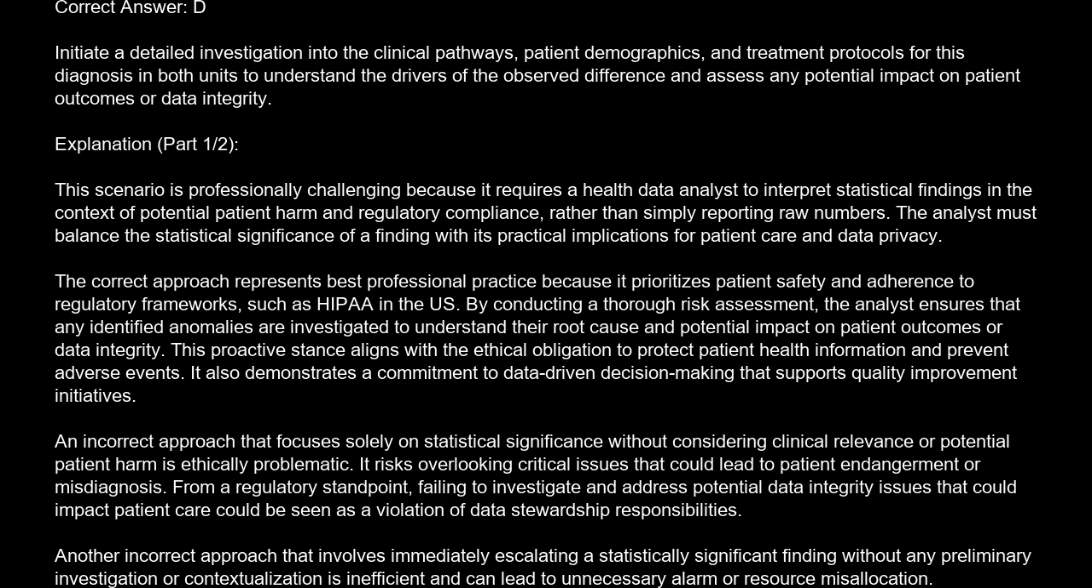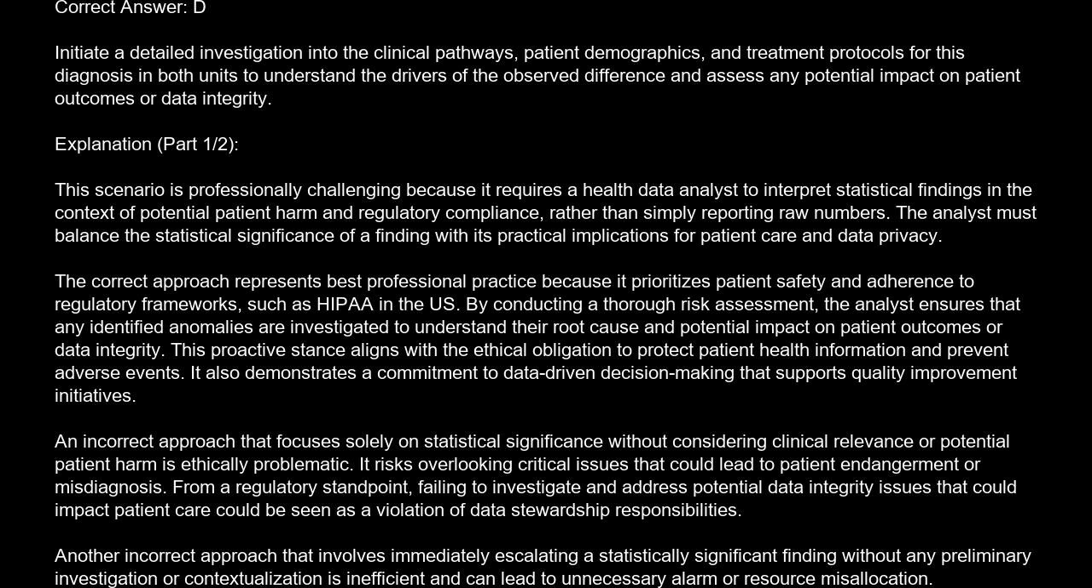The correct answer is D. Initiate a detailed investigation into the clinical pathways, patient demographics, and treatment protocols for this diagnosis in both units to understand the drivers of the observed difference and assess any potential impact on patient outcomes or data integrity.